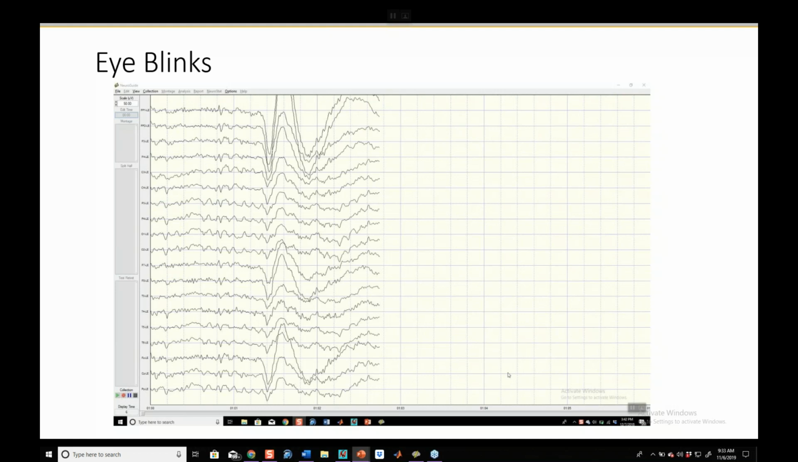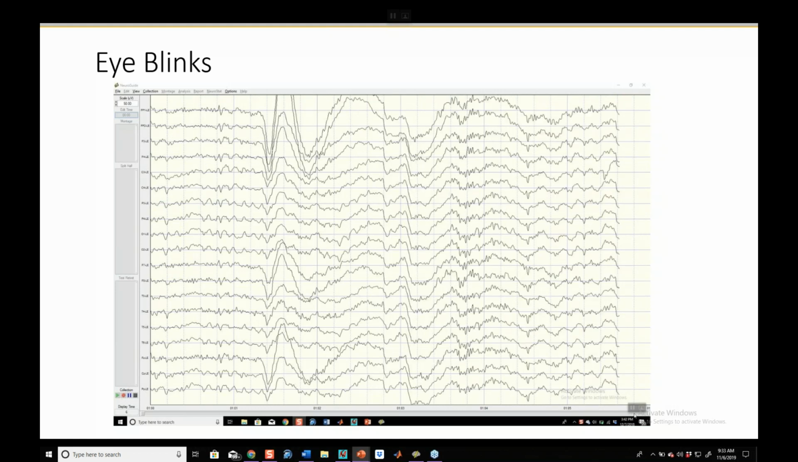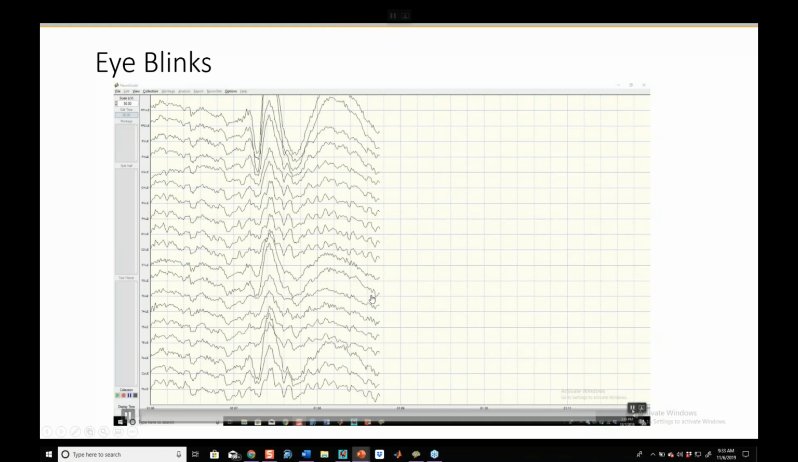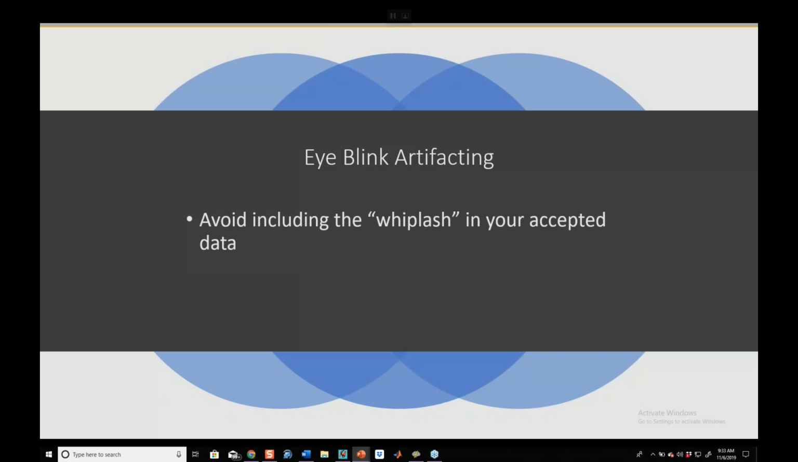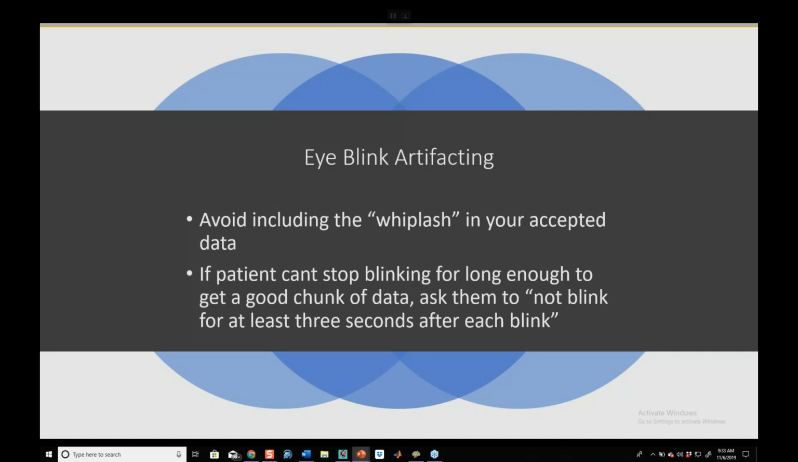And so we can avoid eye blinks, but there's a subtle trick to avoiding eye blinks so that you get the best possible data. And it is this: avoid including what I call the whiplash in your accepted data. And if you have somebody that cannot stop blinking, what you're going to do is say, okay, Jimmy, do me a favor. When you blink, try to not blink after that for about 5 seconds. And if they can't do that, say, okay, try for 3 seconds. Another way of saying it is, what I'd like you to do is get a couple of good blinks in, and then try to not blink for 5 seconds.